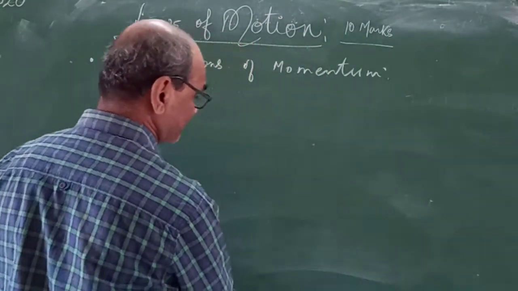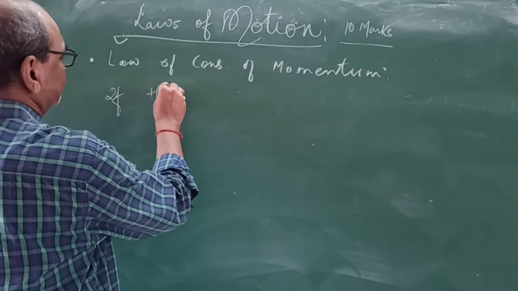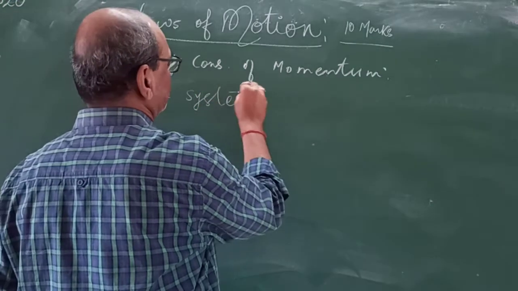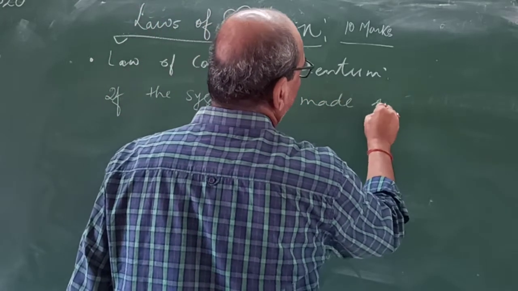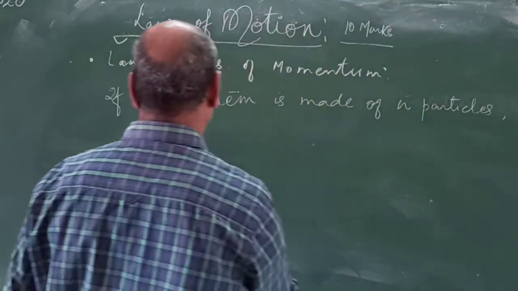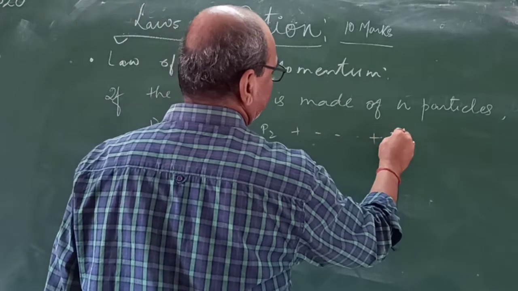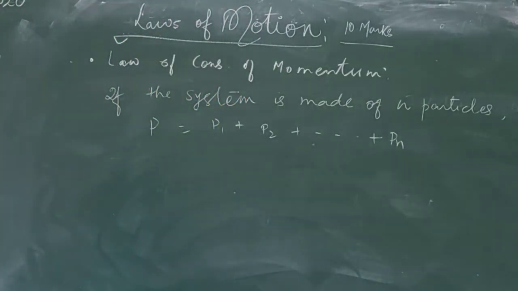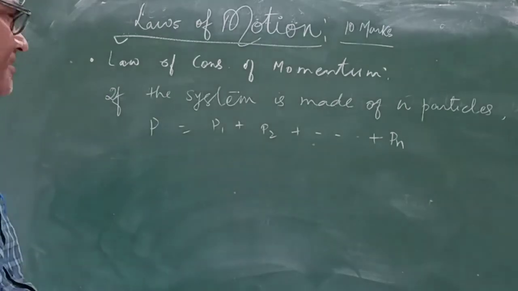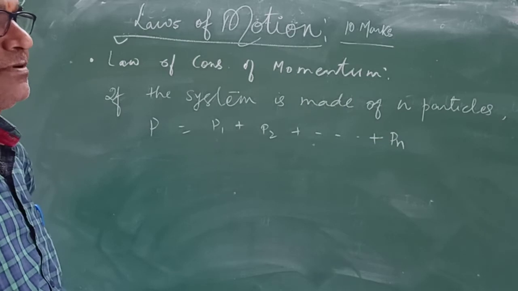If the system is made of n particles, then total momentum P is equal to P1 plus P2 plus so on up to Pn, where P1 is the individual momentum of particle number 1, P2 of particle number 2, P3 for particle number 3, P4 for particle number 4, P5 for particle number 5, and Pn for particle number n.